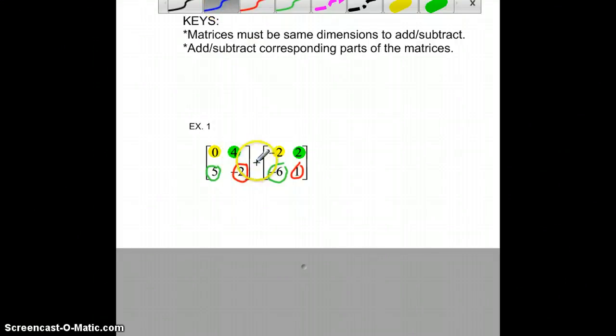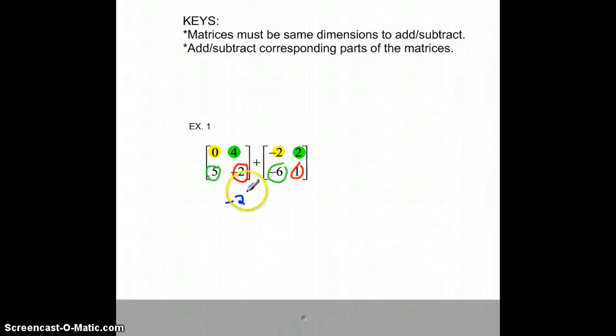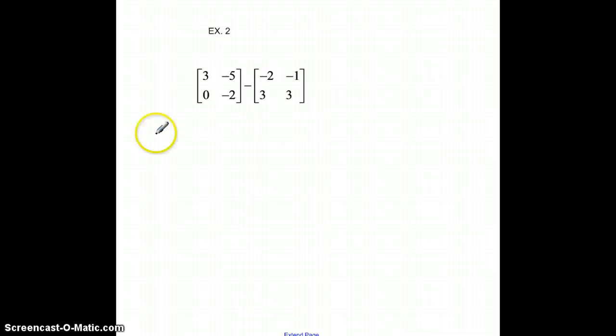So 0 and a -2, that gives us -2. 4 and +2, well, that's going to give us 6. 5 and -6, well, that gives us -1. -2 and +1, well, that also gives us -1. We put that in our brackets, and voila. And that's it. That's all there is to it, guys and girls. Take a look here at example 2.